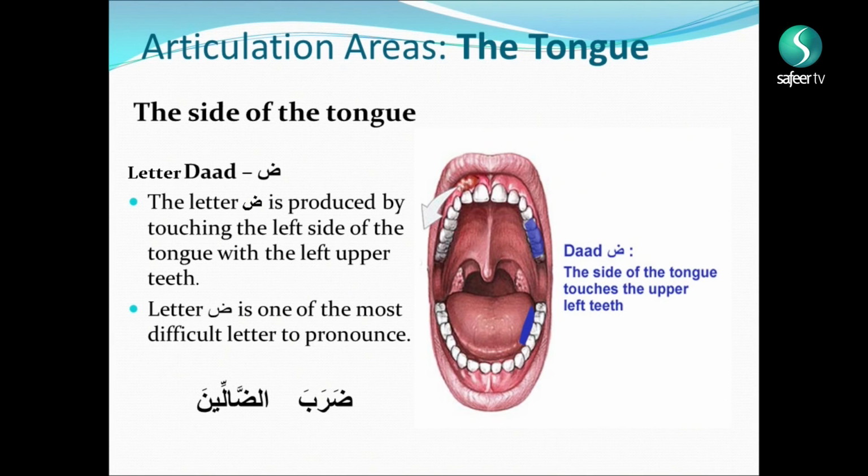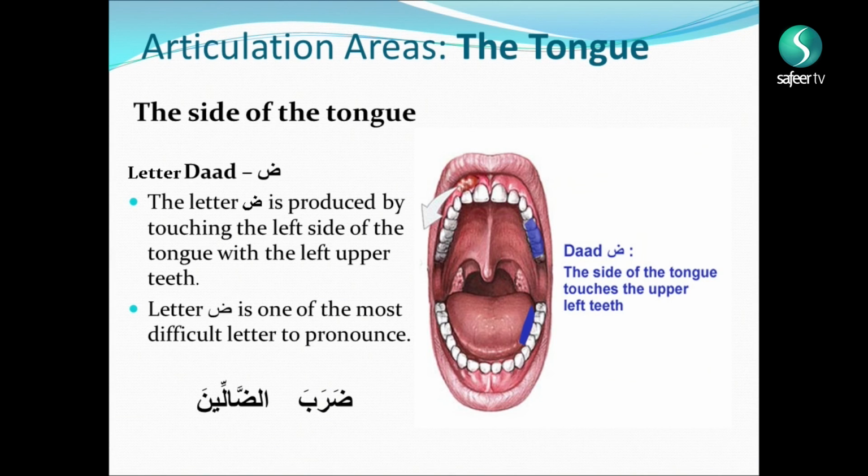So the side of our tongue. The side of our tongue, especially for the letter Dad, we use the side of our tongue. The side of the tongue touches the upper left molar or left teeth. Usually we use both sides, right and left, but the left side is better. So the letter Dad is produced by touching the left side of the tongue with the left upper molar or teeth.